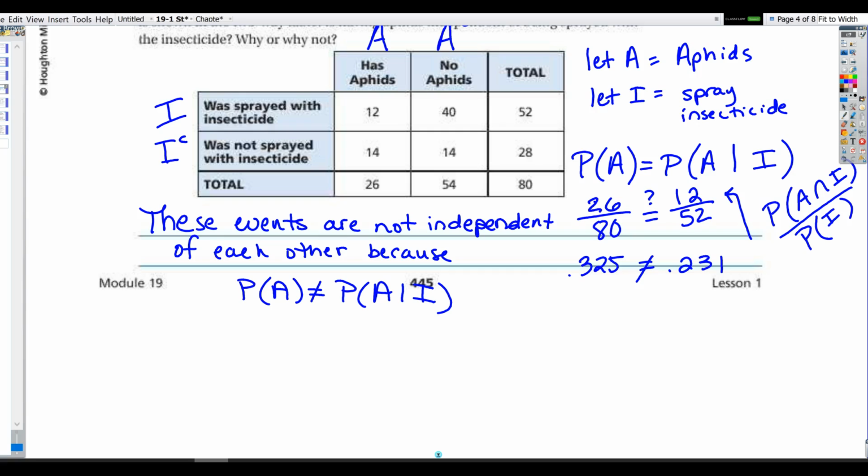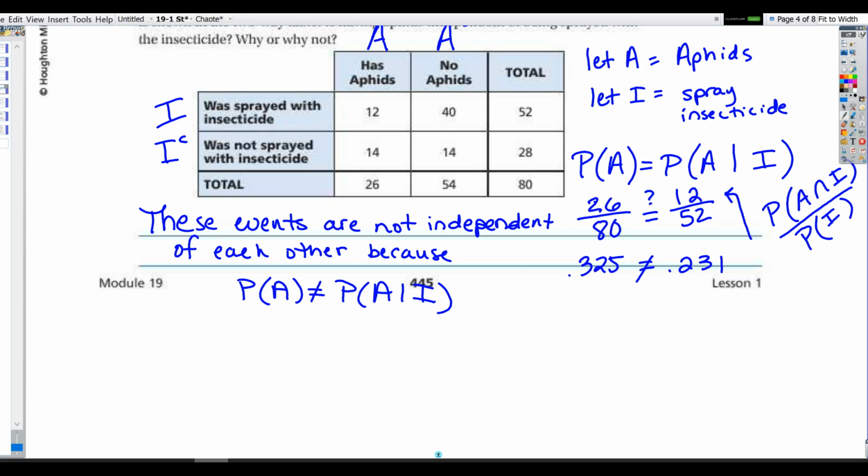So when do you use the probability of A and I over I? When you want this right here. This is this piece right there. So, y'all listen, the probability to have aphids given they were sprayed by the insecticide is going to be the intersection of aphids and insecticide divided by the insecticide. Oh, so that's not a different thing. It's not a different thing.